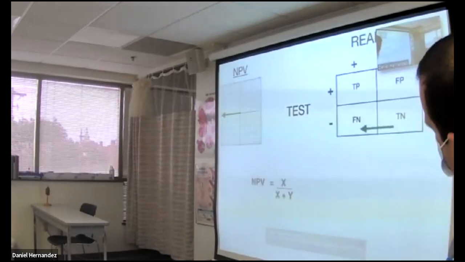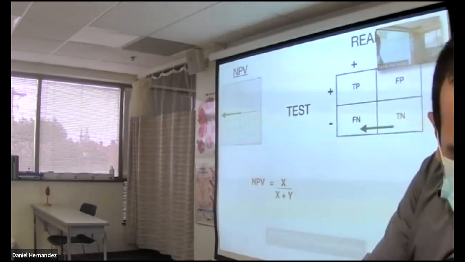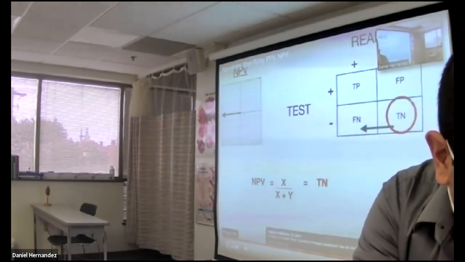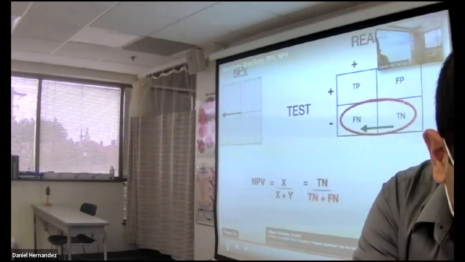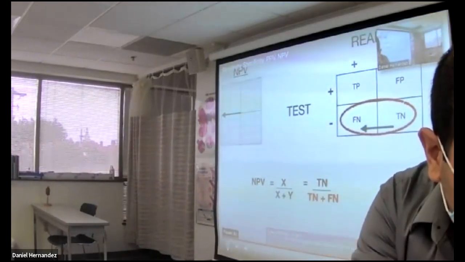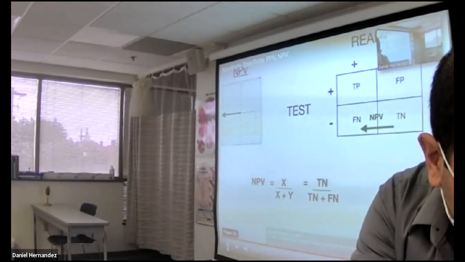So if we throw that into our 4x4 table in the only spot left that you could possibly put an arrow, negative predictive value is going to be equal to x over x plus y. What's the numerator? It's where the arrow begins. So it's a true negative. What's the denominator? It's where the arrow begins plus where the arrow ends. That's true negative plus false negative. So negative predictive value is going to be equal to true negative divided by true negative plus false negative.